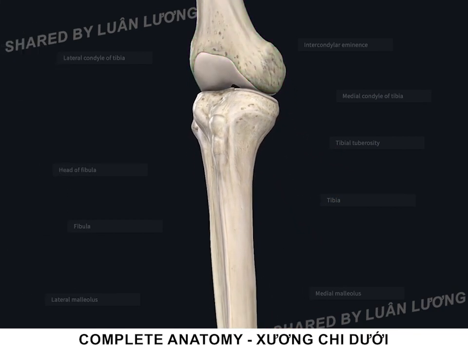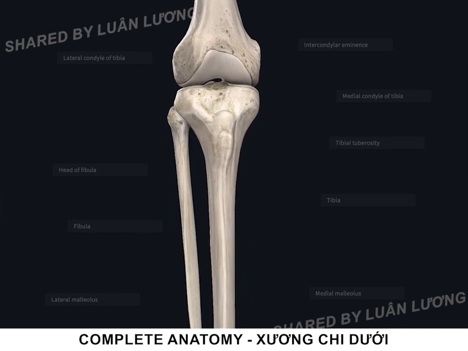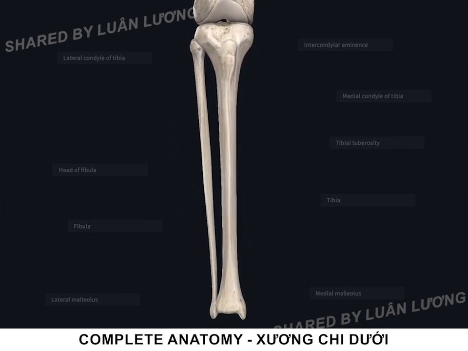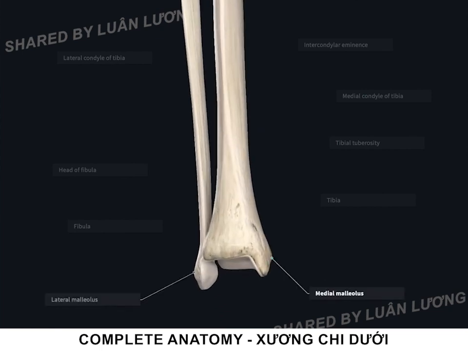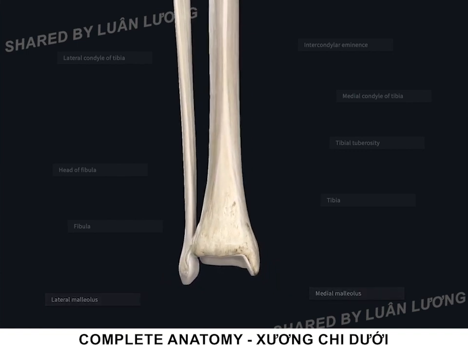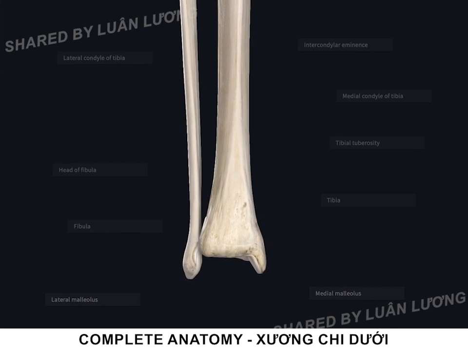Now, the distal end of these bones is going to be different in appearance. And what we're going to see is that the tibia is going to have a medial extension of bone known as the medial malleolus, while the fibula is going to have a lateral malleolus. And these two projections of bone are meant to reinforce and strengthen the ankle.